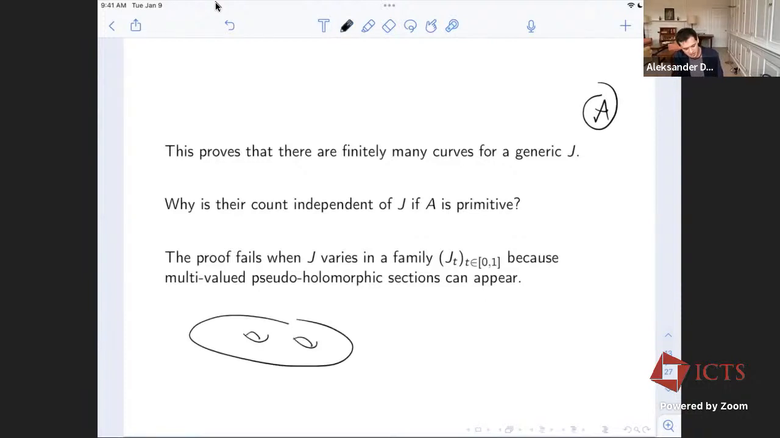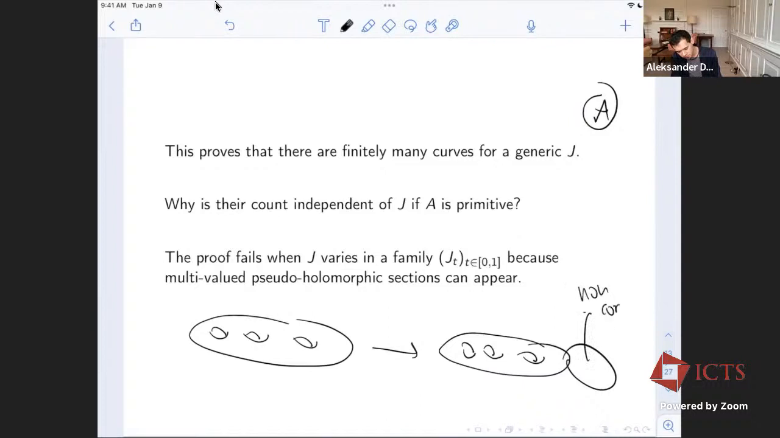for example something like that, collapsing to a map like that, where all of the energy goes here. So this is non-constant, and this is constant. You still have to worry a bit about this, but you can rule this out with some extra work. But the main property is that embeddings can degenerate to multiple covers, and the primitive condition rules that out.